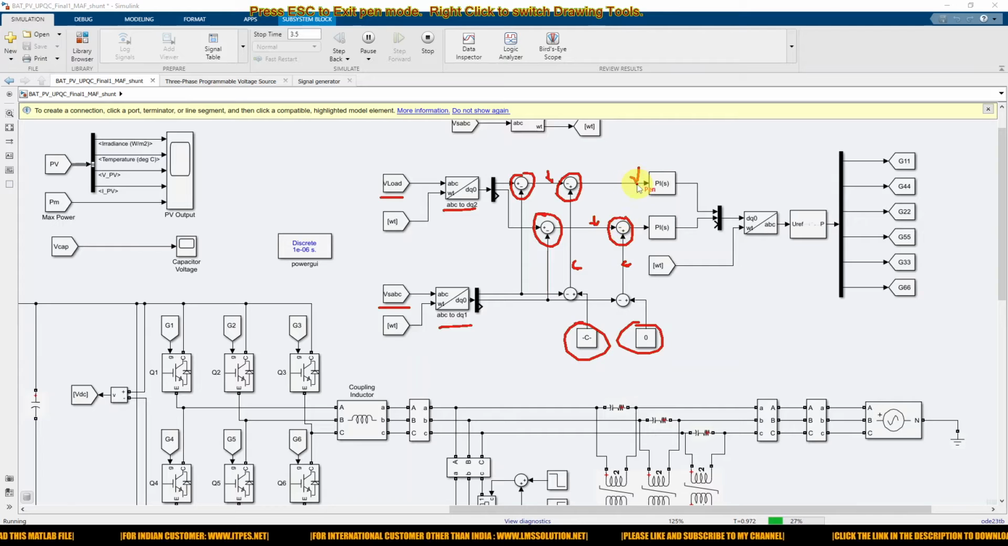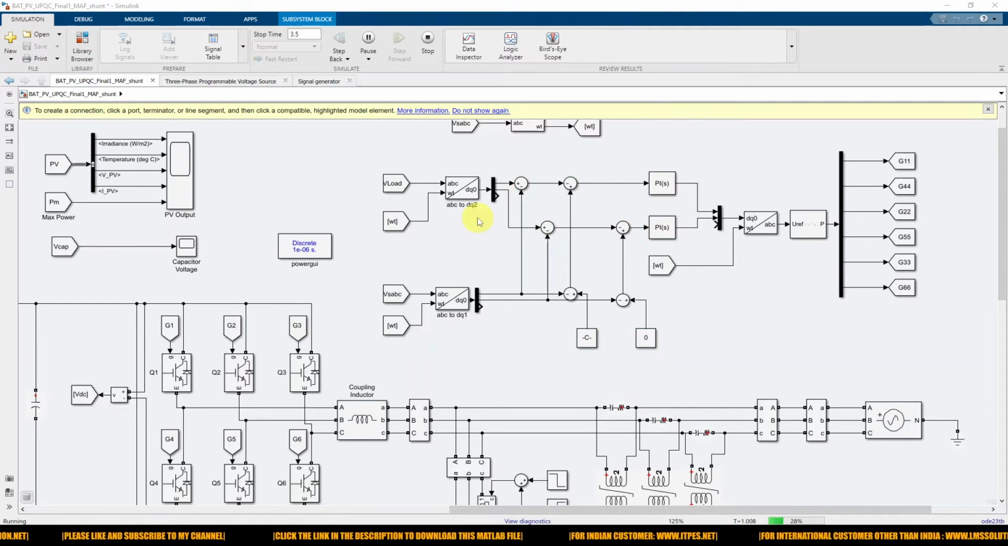So the final error voltage is processed via the PI controller. The PI controller generates the control voltage in the form of dq. The dq form is converted to the abc form by using the dq0 to abc transformation, and then it is processed via the reference, that means the PWM generation block.